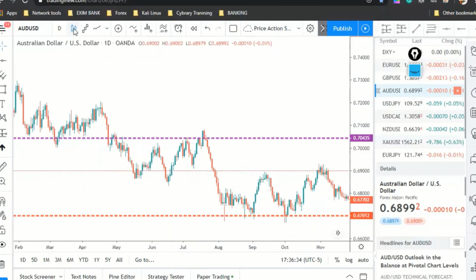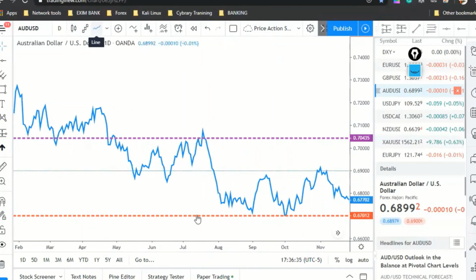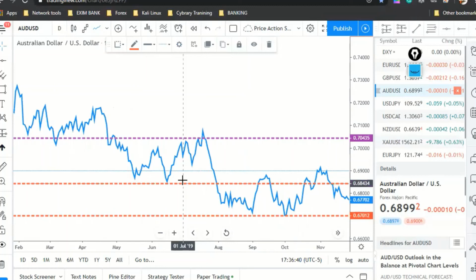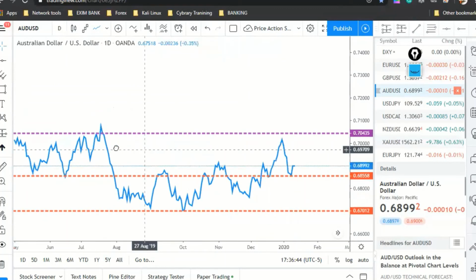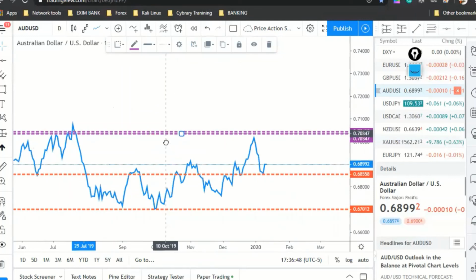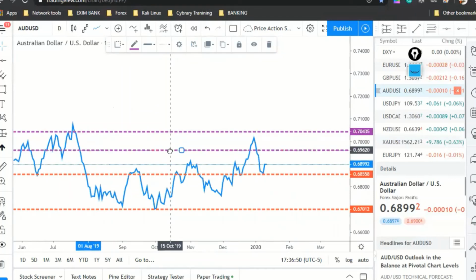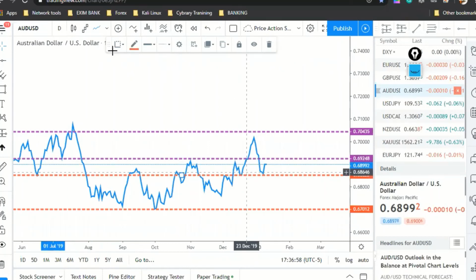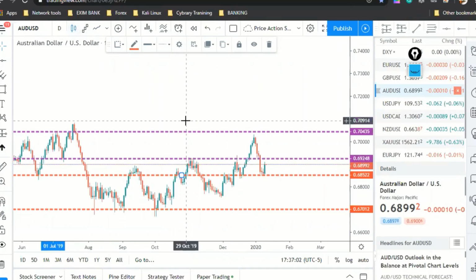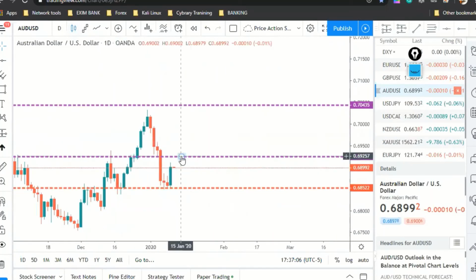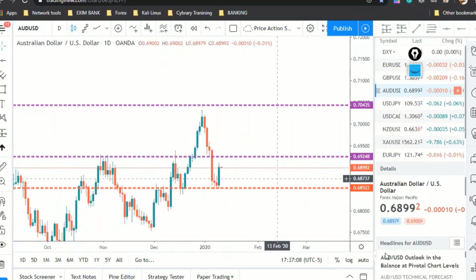And if you want to fine tune it, you can place minor support and resistance, such as here. And here. You always want to place the latest. So this is the latest. So essentially, we'd wait for price to come back right here and see what's going to happen today, because the market is open right now.